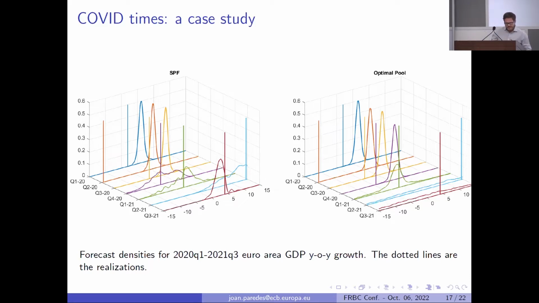So you can see, let's focus on the left chart. You see some density functions here: forecast densities for, I think, 2020 Q1 to 2021 Q3, and this is euro area GDP growth. The vertical lines are the realizations. Okay?